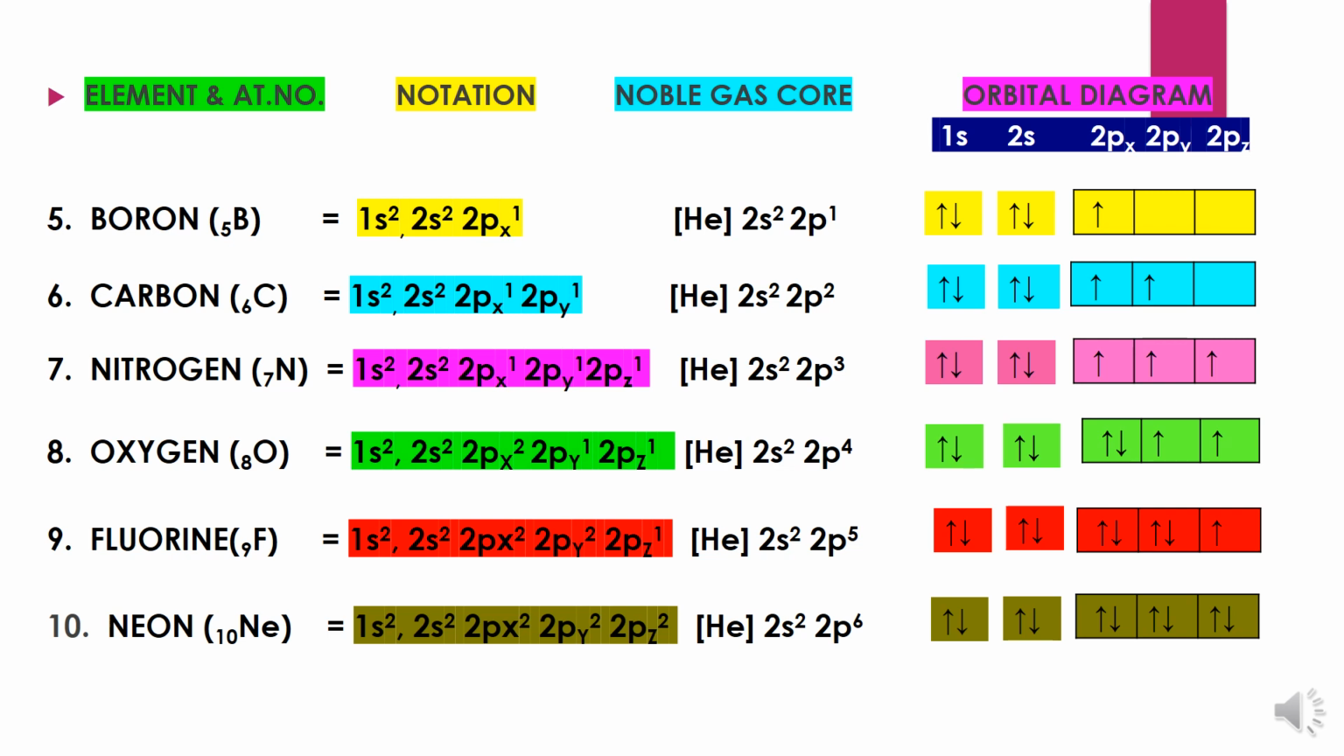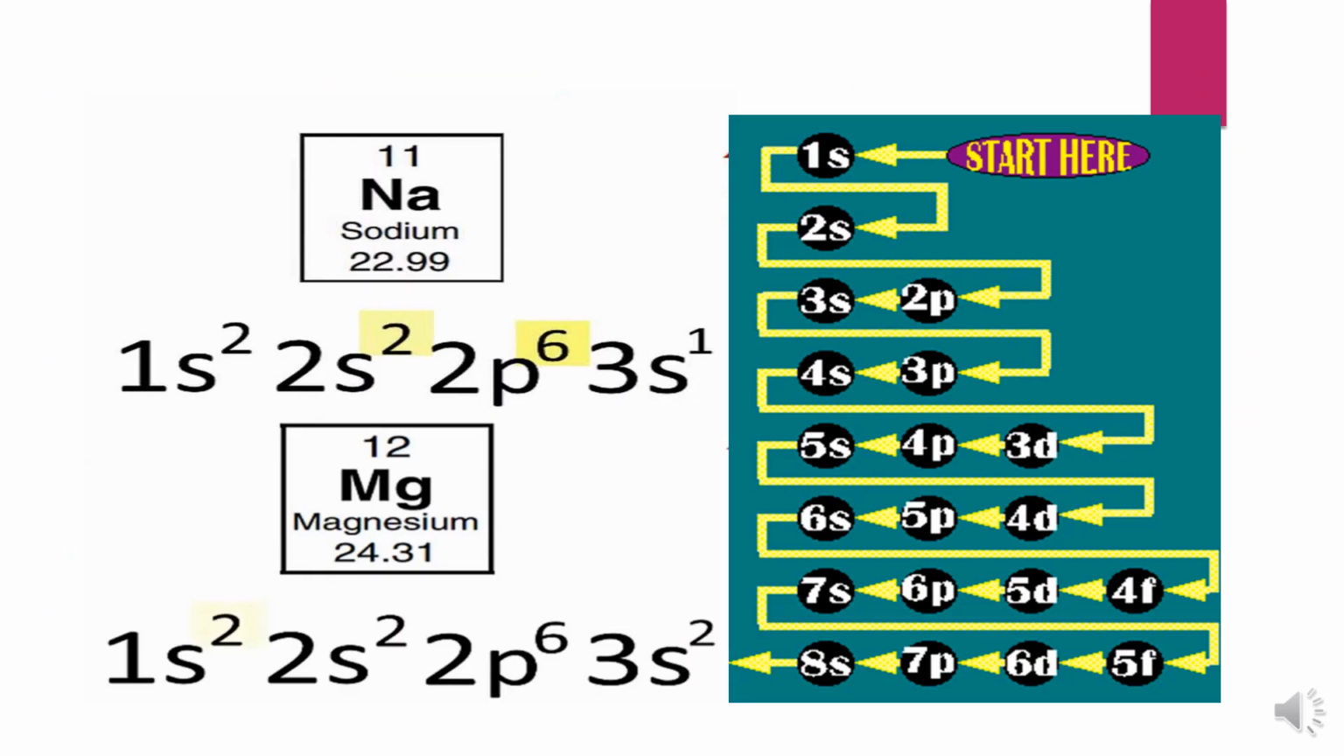So now in neon you can see the 2p subshell is completely filled. So 2s and 2p subshells are completely filled. So now this neon is a noble gas. So for the elements which come after neon, you can use the noble core as neon. For sodium, we can see again, now 2p is filled at neon.